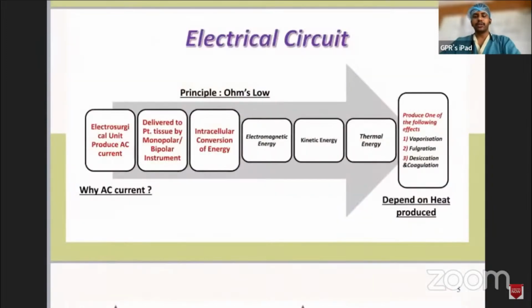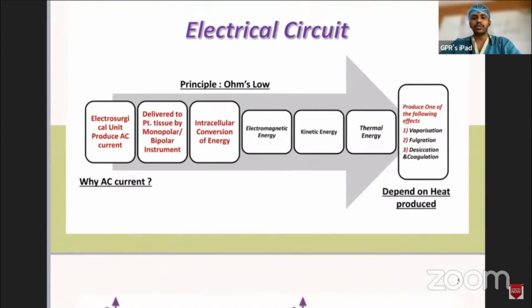Now we talk about the electric circuit. We have the electrosurgical unit, which produces alternating current and delivers it to the tissue either via a monopolar or bipolar instrument, which we are going to talk about further today. This current is going to be perceived by the intracellular energy, in the form of electromagnetic energy, kinetic energy or thermal energy, which is going to cause the desired effect. It could be vaporization, fulguration or desiccation, also known as coagulation, depending upon the amount of heat it produces.